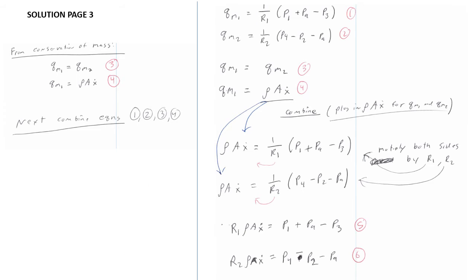So as we continue on with our solution, the next thing we're going to take a look at is our conservation of mass. Now from our conservation of mass, we can get that QM1 is equal to QM2. We can also figure out that QM1 is equal to rho A x dot. So with this, equations 3 and 4 now from our conservation of mass, the next thing we want to do is combine all of our equations 1, 2, 3, and 4 together.